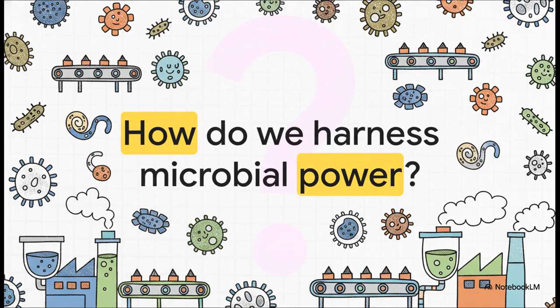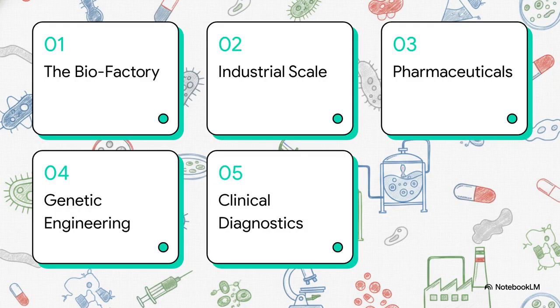Okay, so how do we harness this immense power before we start studying the actual pathogens? I want you to completely shift your perspective. Step away from the natural environment for a second, and instead picture a massive, super efficient factory floor. We're going to explore how we take these microscopic organisms and use them as highly programmable biofactories. Here's our roadmap for today's explainer. Number 1, the Microbial Biofactory. Number 2, Bioremediation and industrial scale. Number 3, manufacturing pharmaceuticals. Number 4, genetic engineering, the blueprint. And finally, number 5, clinical diagnostics and immunology.